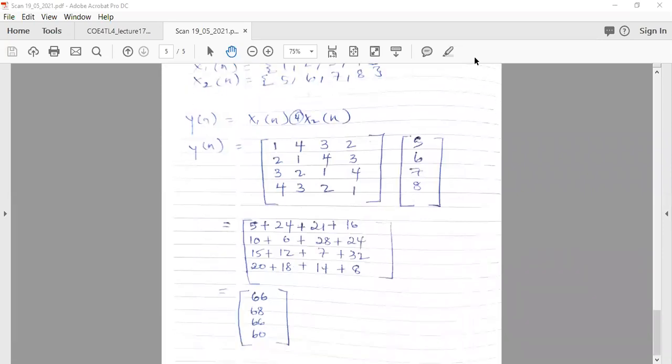Is that right? All right. That's how you compute the convolution using the matrix method, the graphical method, and the definition method, right? So all of you get this?